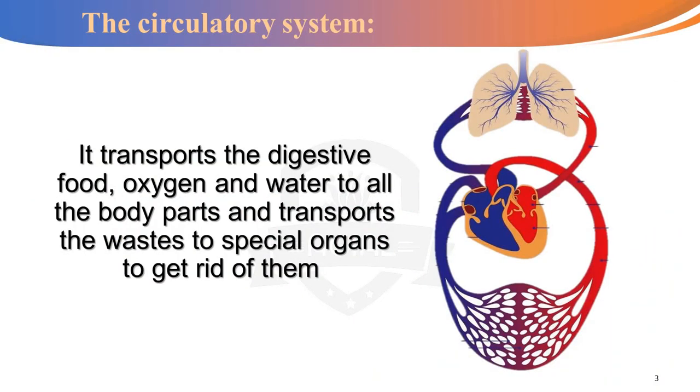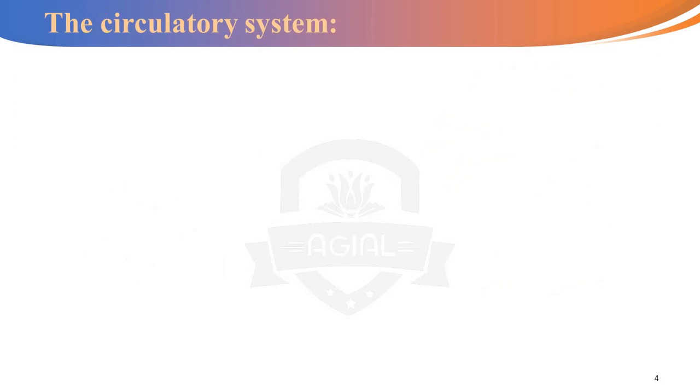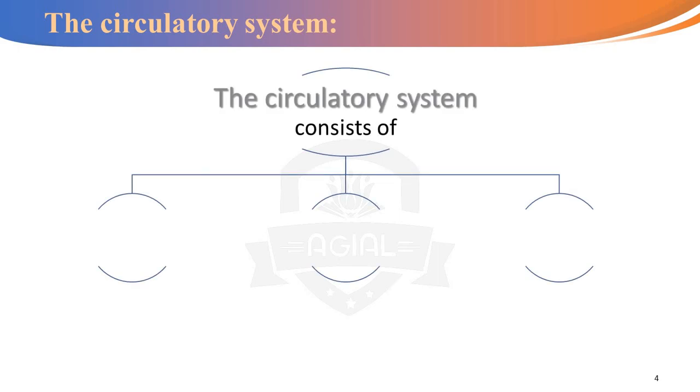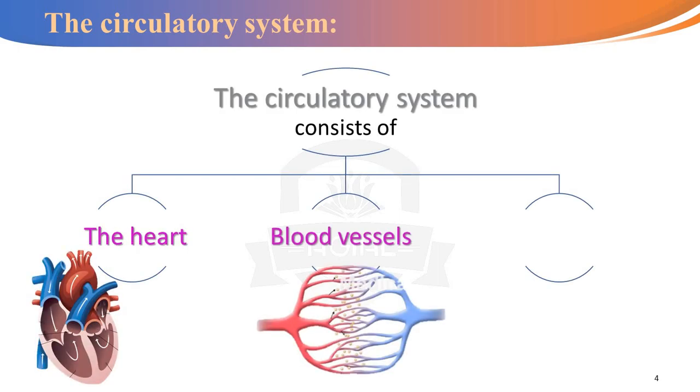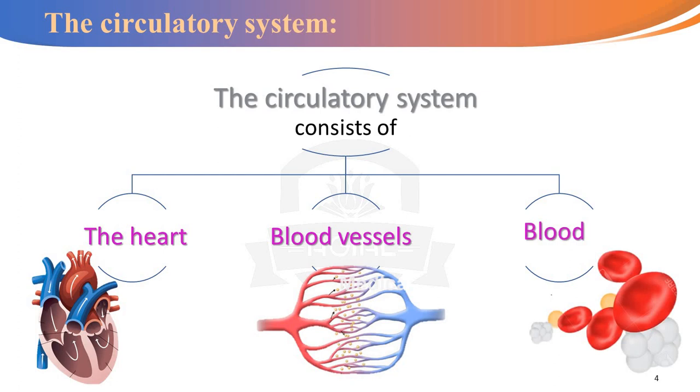It transports the digested food, oxygen and water to all the body parts, and takes the wastes from all the body parts to special organs to get rid of them. Let's see how, but firstly, let's see the structure of the circulatory system. It consists of the heart, blood vessels, and blood.